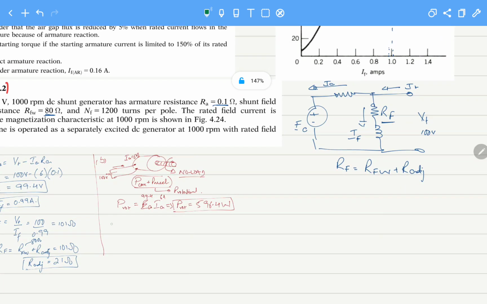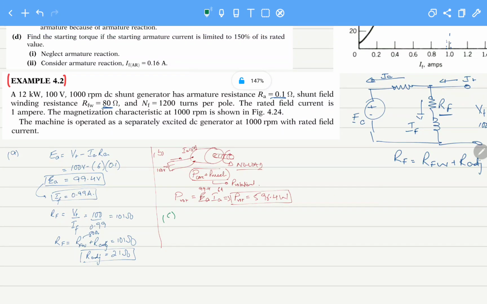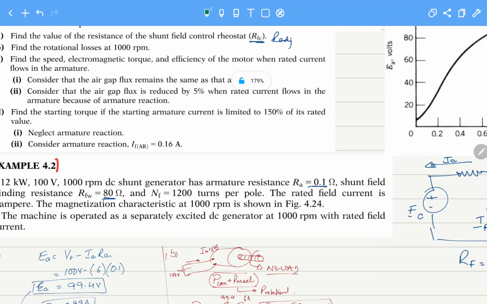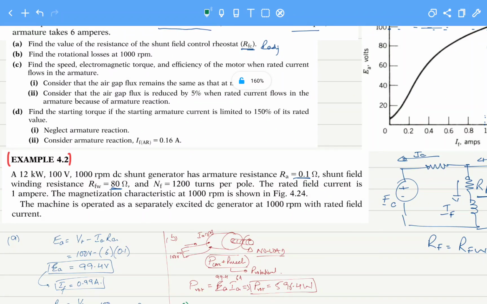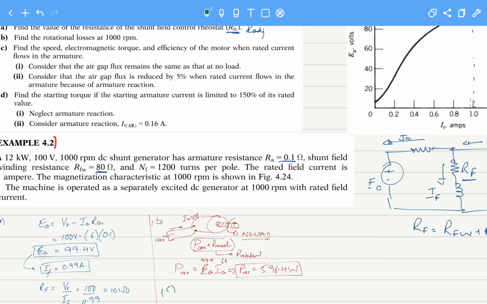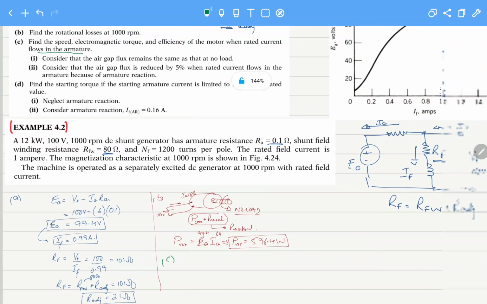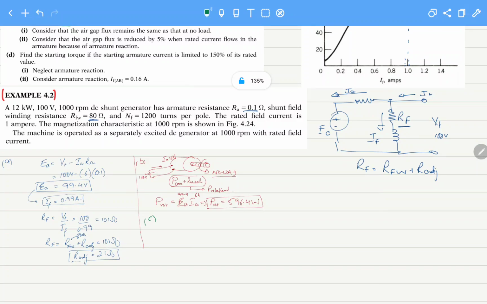So next, part C states: find the speed, torque, electromagnetic torque, that means the converted torque, and the efficiency of the motor, that is P out over P in, when rated current flows in the armature. So what is the rated current? Rated current for this machine for the armature was 120 amperes.